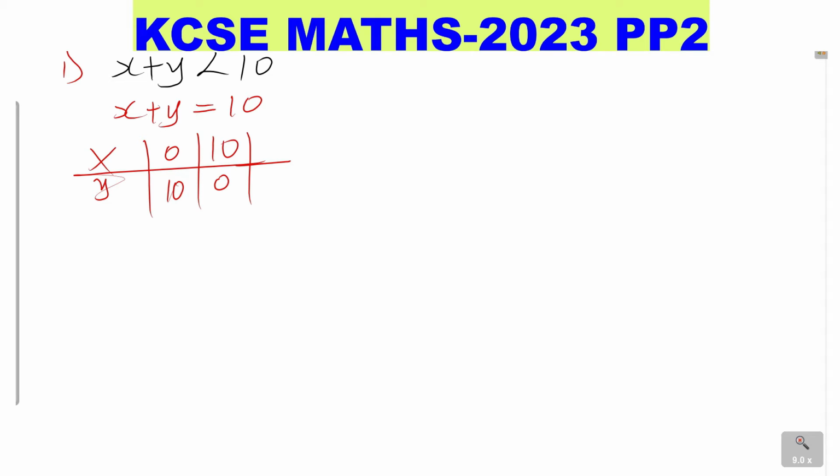Those 2 points are okay to draw a line, but you can still use a third one as confirmation of that line. So when x is 5, again, y will be 5. So that is enough to draw that line. We go to the second one.